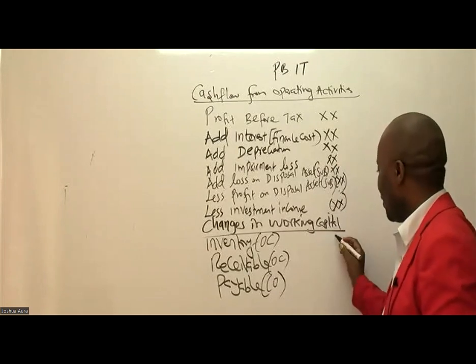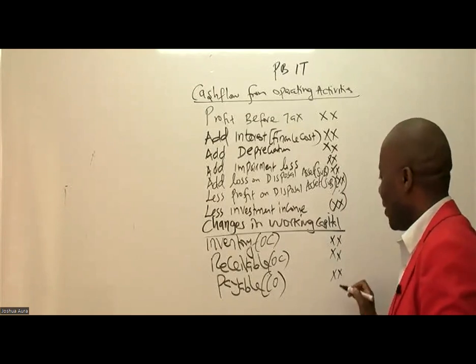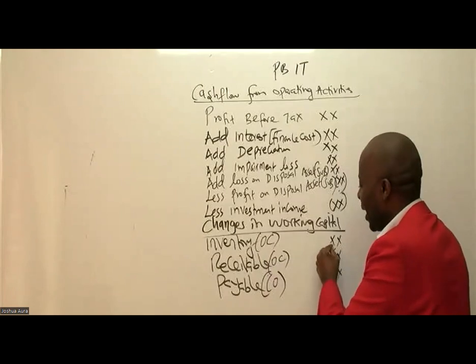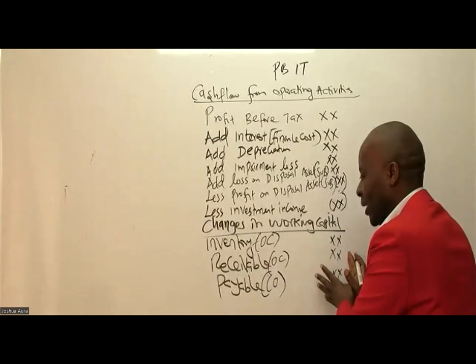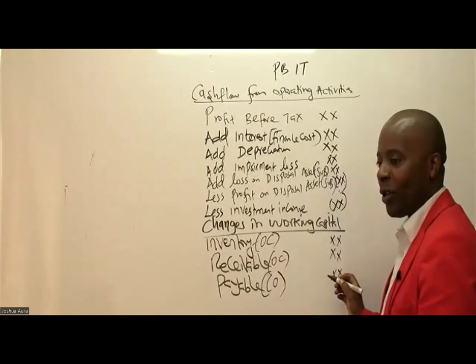So I'll come and have my figures here, depending on what I get. For example, if OC, opening minus closing, gives me a negative, I write negative. If this gives me a positive, I leave it as positive, the same. So when I use the OC and CO, I'll be good to go.